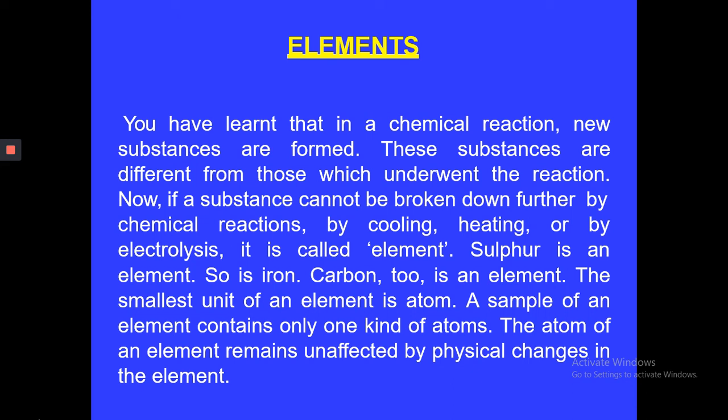Now, if a substance cannot be broken down further by chemical reactions, by cooling, heating, or by electrolysis, it is called an element. We can't break down an element. Sulfur is an element, and so are iron and carbon. The smallest unit of an element is the atom. A sample of an element contains only one kind of atom. The atoms of an element remain unaffected by physical change of the element.